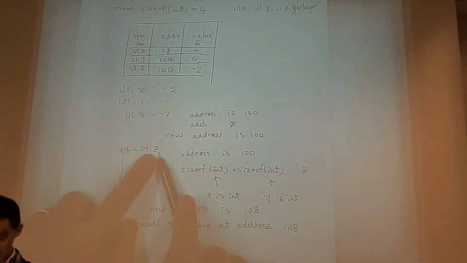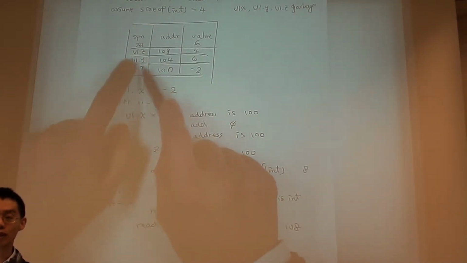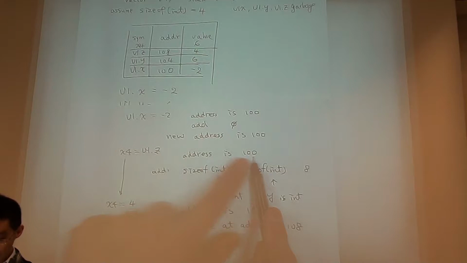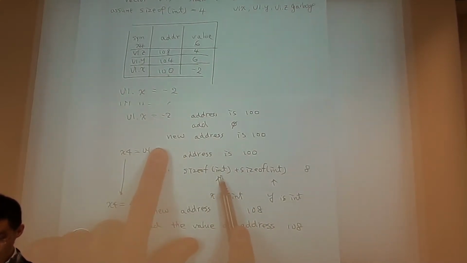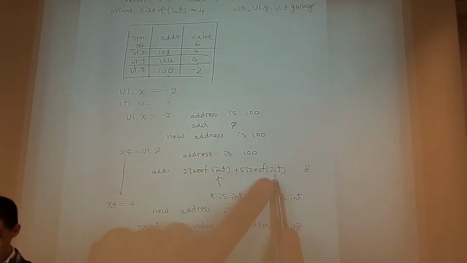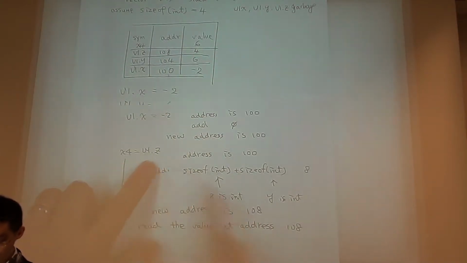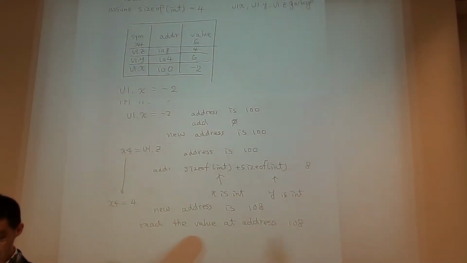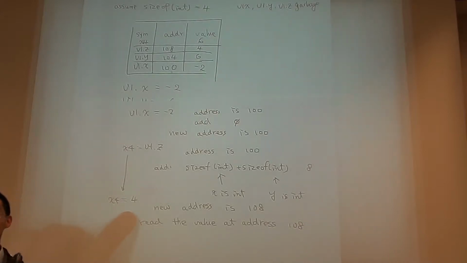If you do z, z is the third attribute, so you add the size of the attributes in front. First you get 100 because V1 starts at address 100. X is an integer, so you add the size of an integer. Y is an integer, so you add that too. You get 8, so you get address 108. Then since this is the right hand side, I read the value at address 108, and it's 4. Therefore, this statement means x is equal to 4. Does that answer your question? Okay.